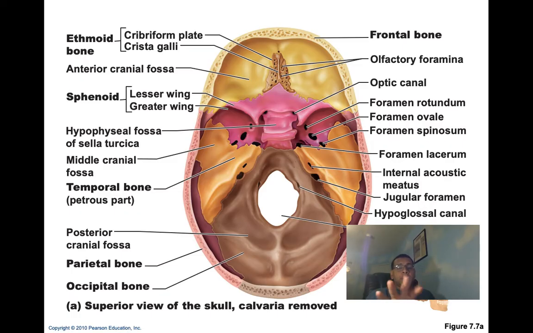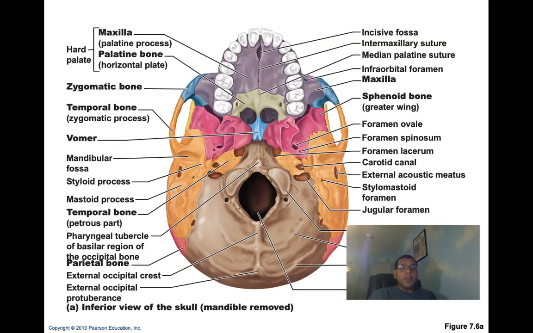Also, if we flip the skull around, we can appreciate now the carotid canals. These carotid canals are going to be found anterior to the jugular foramen on this inferior view. And these carotid canals are going to transmit the internal carotid artery on each side. So they allow for the internal carotid arteries to pass.